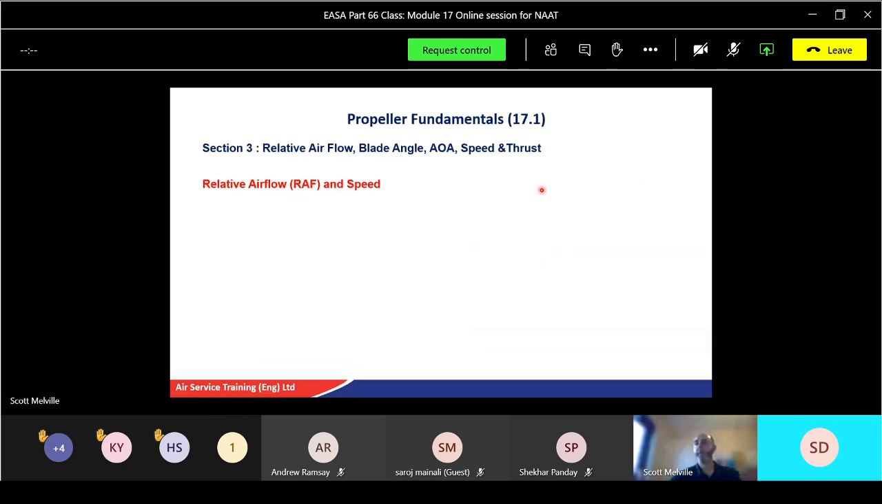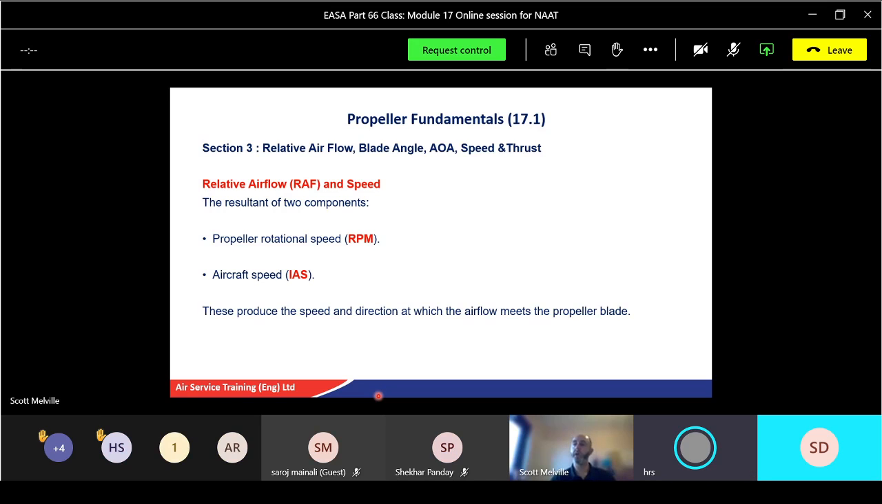Right then, relative airflow or RAF, again, what used to be in, but it's not that anymore. Airflow and speed, again, for module 8, is the same principle again. What is the relative airflow? It's the resultant of two components. In this case, the propeller is the rotational speed, or your RPM, your revs per minute. The aircraft speed, indicated aircraft speed. It'll produce the speed and direction at which the airflow meets the propeller blade.